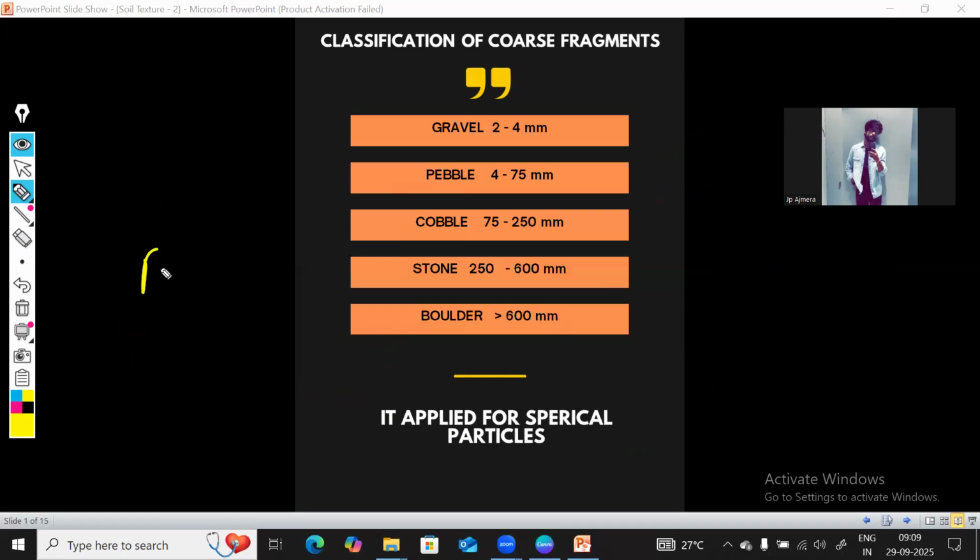First, then we write boulder. That is the important one. The size of that boulder is more than 600 mm, in both the classifications. We'll go on to the next slide.